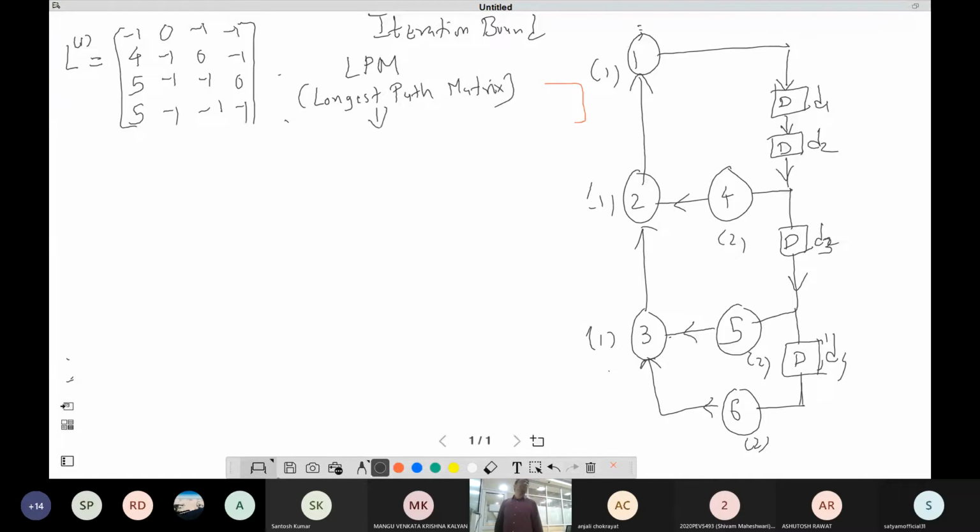Now this method depends upon the total number of delay elements in the DFG. So the complexity of this particular algorithm depends upon the total number of delay elements in your graph. As it depends upon the total number of delay elements, you first need to observe how many delay elements you have in your graph.